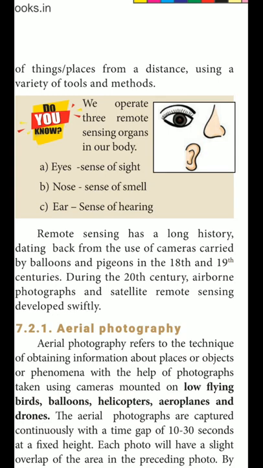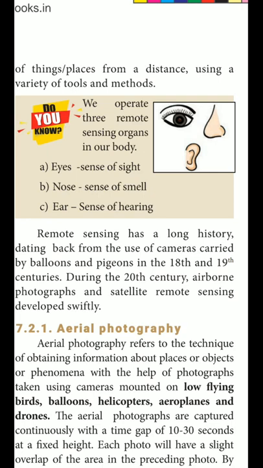So there is one question, define remote sensing. This is very, very important. Remote means far away and sensing means observing or collecting information. Remote sensing means acquiring information of things or places from a distance using a variety of tools and methods.